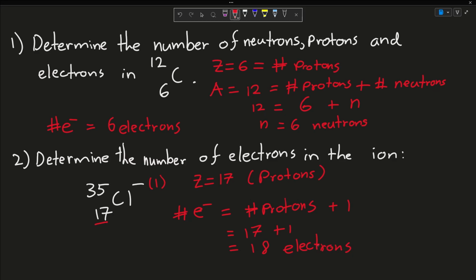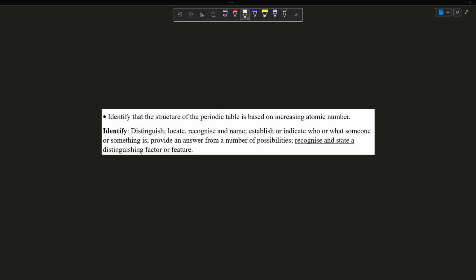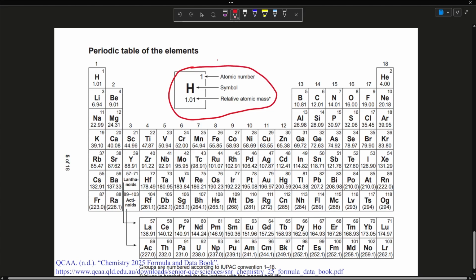Hopefully that all made sense. So we have reached the last syllabus dot point we need to cover, and that is to identify that the structure of the periodic table is based on increasing atomic number. Here I have the periodic table from the QCAA 2025 formula and data book. As we can see in the legend here, the atomic number is indicated in the top right corner.